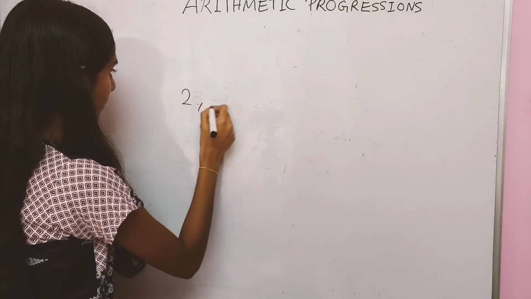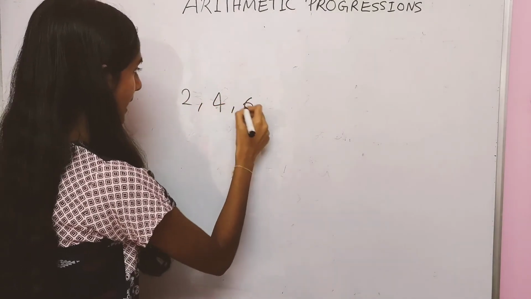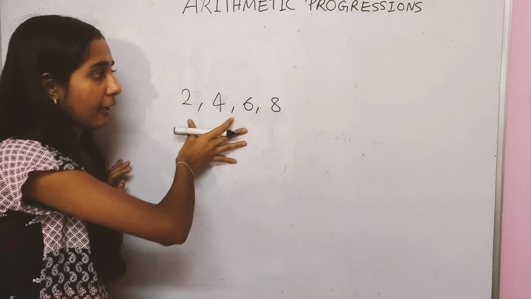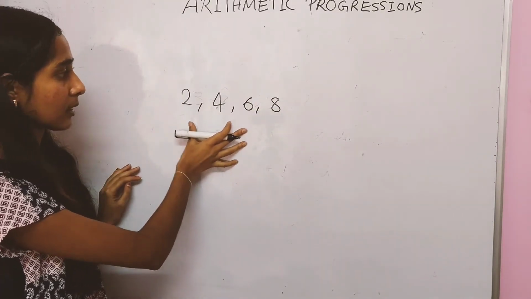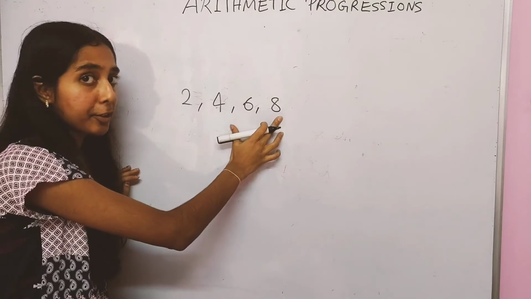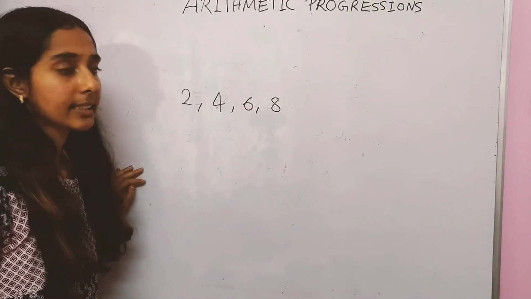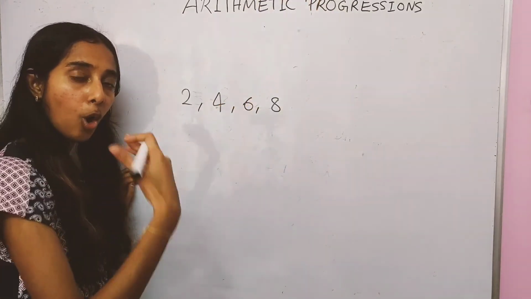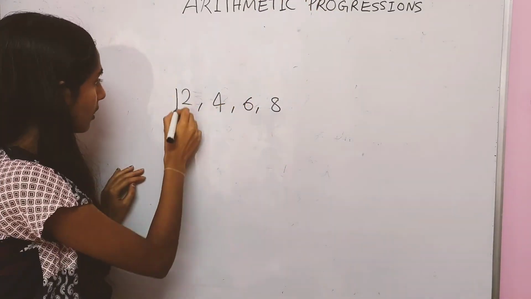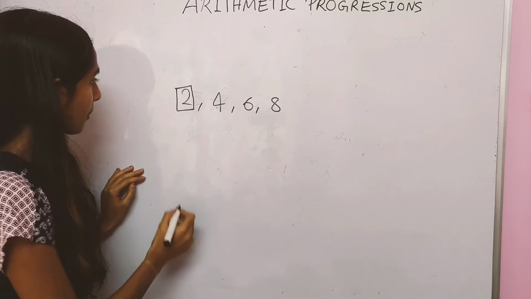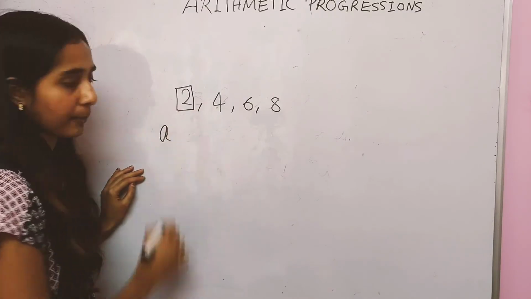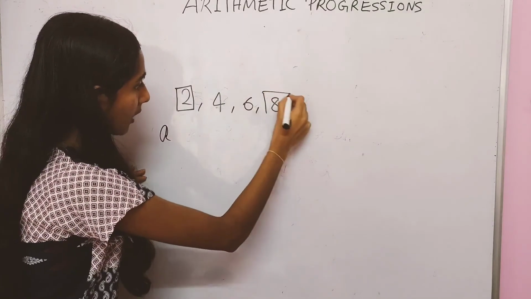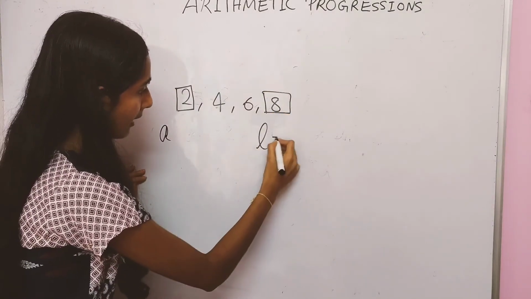So I will give you an example of 2, 4, 6, 8. This is a finite series. Finite series means which has the last term, an end to it. Infinite series is a series when it doesn't have an end to it but continues on and on. So in this one, the first number is called as A. It is represented by A. The last one is represented by L or AN.